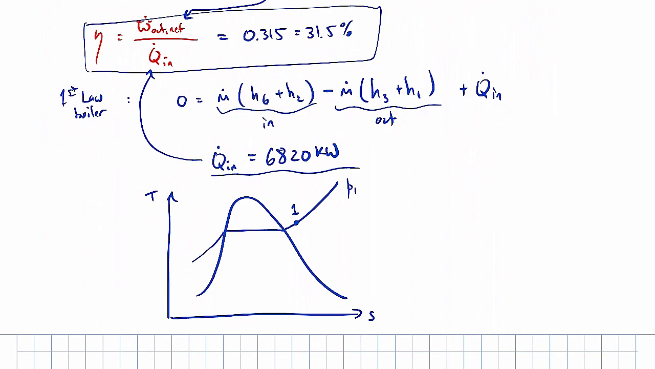And then from state 1 to state 2, state 2 is a saturated vapor, so that is now just on the edge of the vapor dome. So let me sketch in that pressure. So P2 is less than P1. And then from state 2 to state 3, we go through the boiler again.